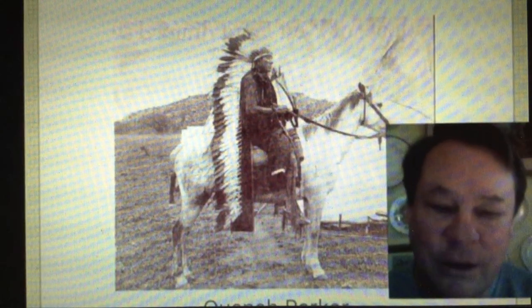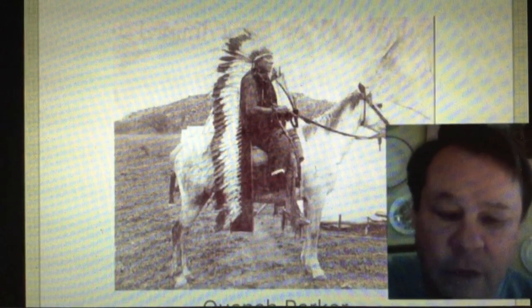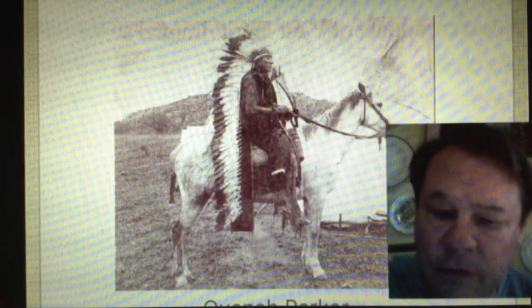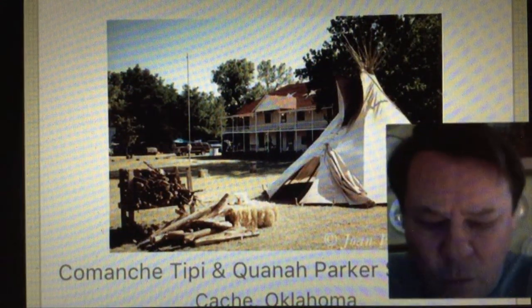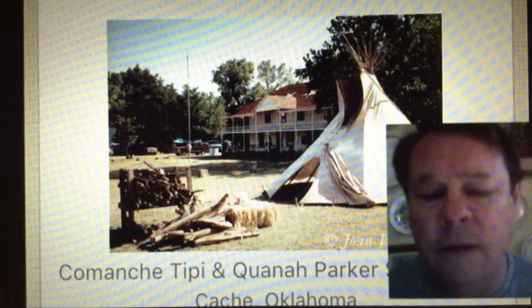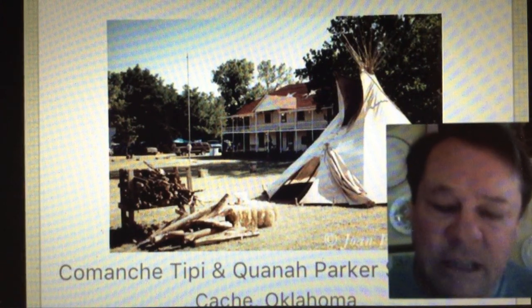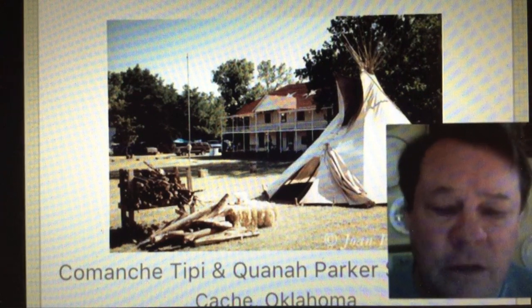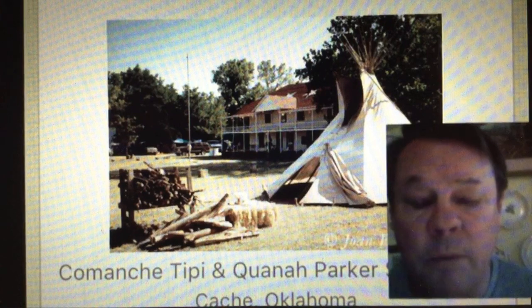And you see in the background there, the reason I've interjected this is this structure that's made of native buffalo hide sewn together. These structures are very amazing. I don't know if you've ever been in a teepee or not. This is the one that they had set up for a while in Cache, Oklahoma, which is near Fort Sill. A Comanche teepee. I'm not sure if that was done in buffalo hide, it may be canvas. And then there's Quanah Parker's house in the background.